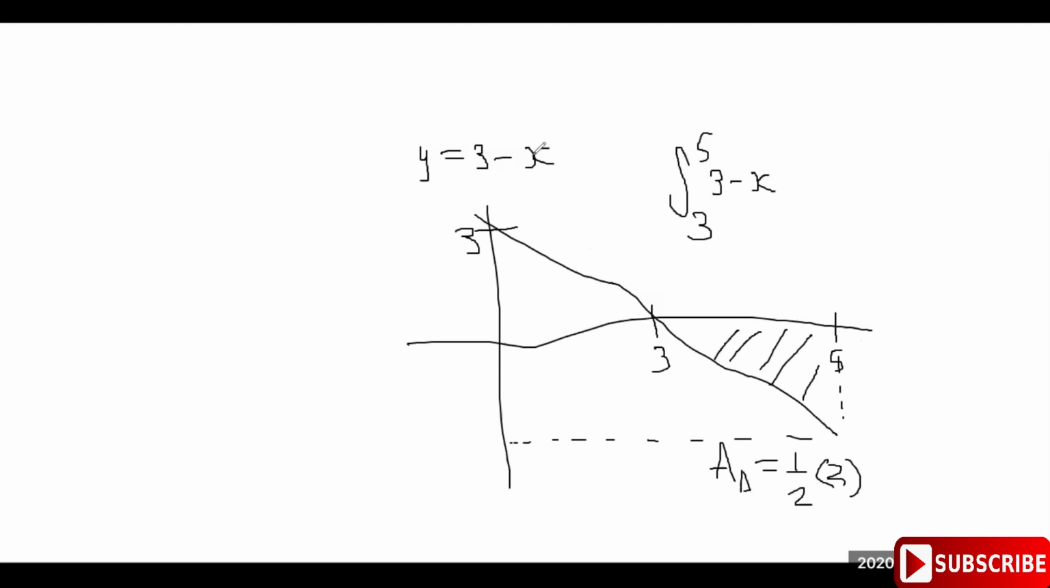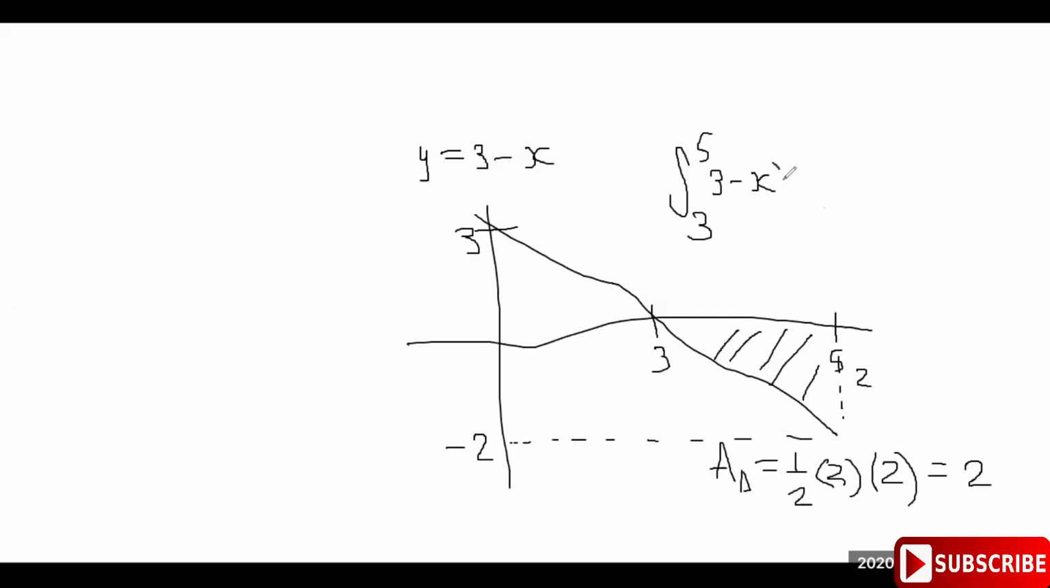When x is 5, we get 3 minus 5, which is -2. And so the height is actually 2. So this is actually a height of 2. And so we're getting a half of 2 times 2, which is a half of 4, which is 2. So the area of the triangle should be 2.